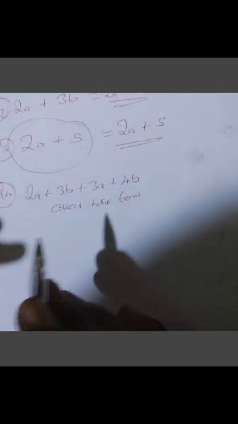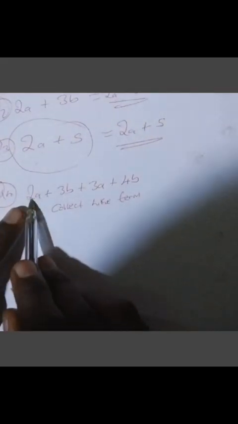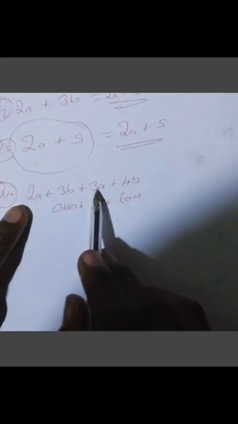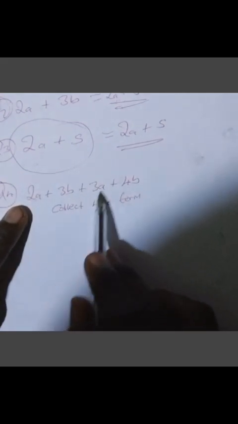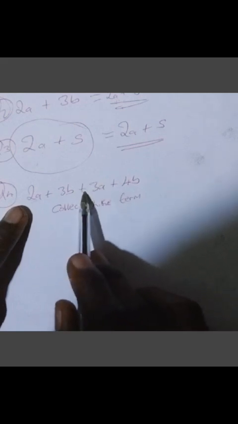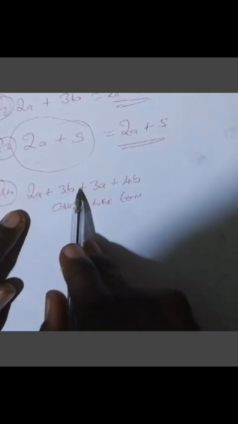So now, collect like terms means you are going to collect all letters that are the same on one side. The other things that are the same, you put them on one side. Now, if you are going to see 2a, what is similar to 2a? Plus 3a. Mind you, you take the number with the sign in relation to it. So if we are going to collect like terms, don't take the 3a alone, take it with the sign.